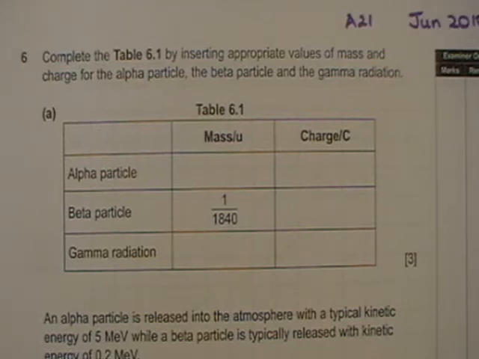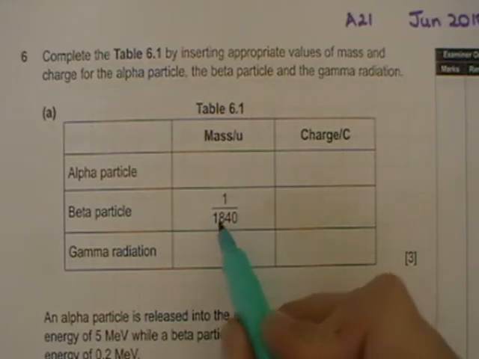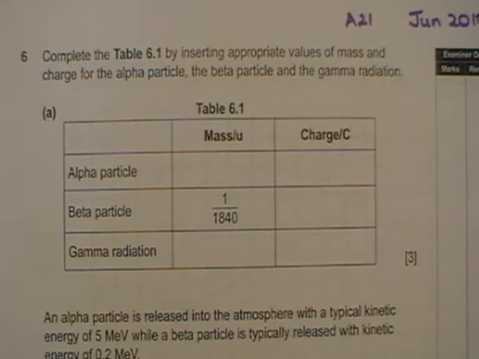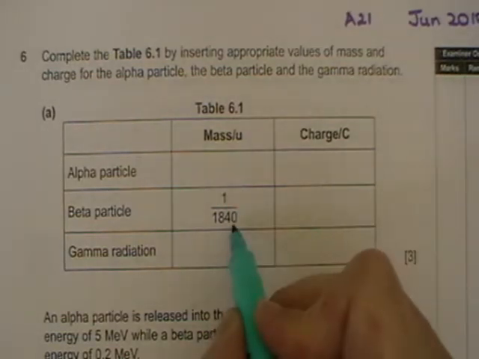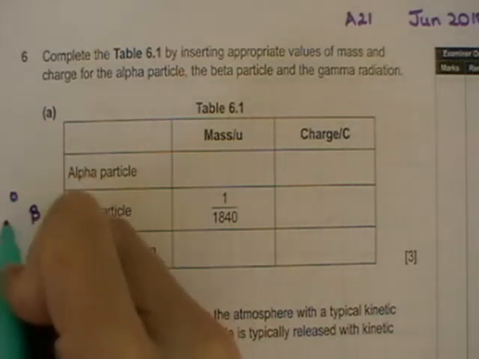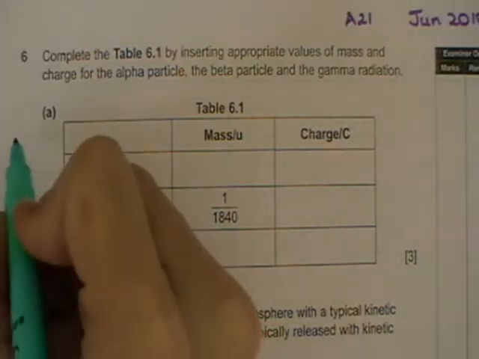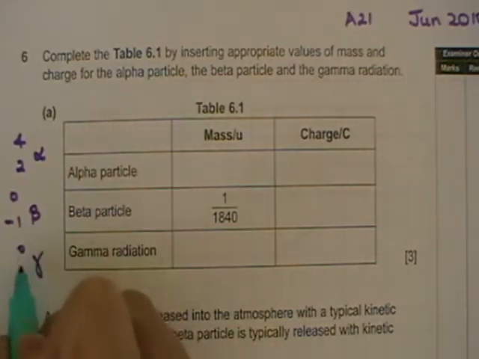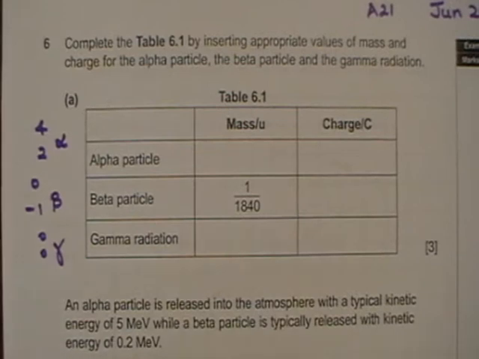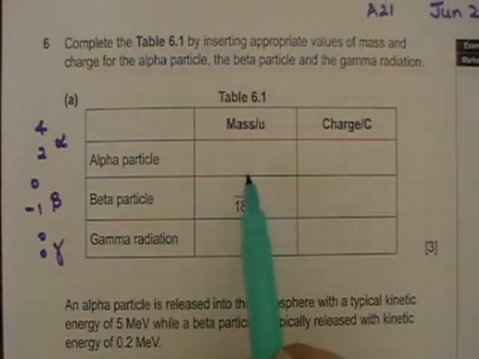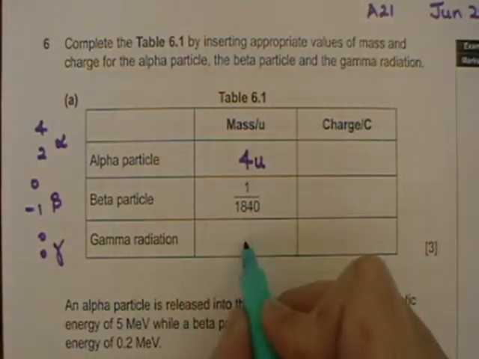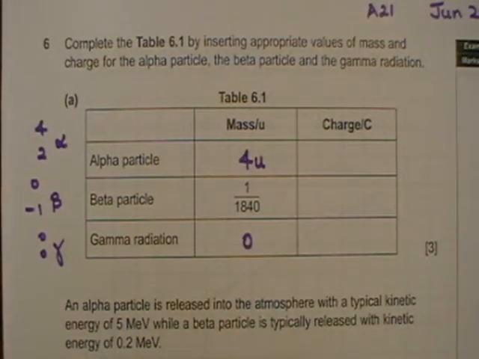So starting off here, we've already got the beta particle being 1/1840 units, and therefore if that's the case, we know the beta particle's mass. If we write down, it's got a charge of -1, alpha is 4,2 and gamma is 0,0. So if that is the case, then in atomic units alpha has a mass of 4 atomic units and gamma radiation has got no mass.